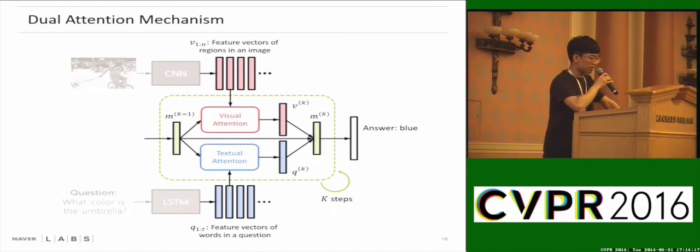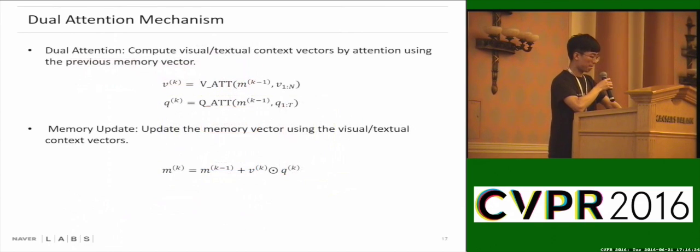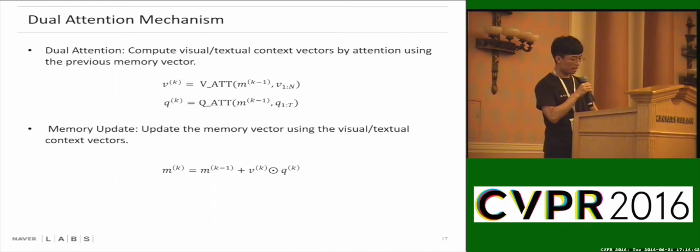Now I'm going to explain the dual attention mechanism, which is the crux of the method. It is divided into two alternating components, dual attention and memory update. First, it computes visual and textual context vectors by applying attention to the input feature vectors based on the previous memory. And then it updates the memory using the two context vectors.